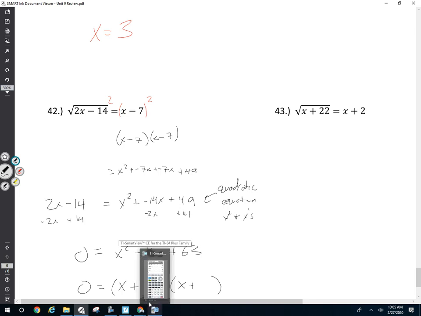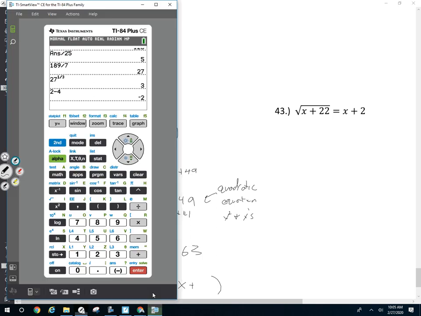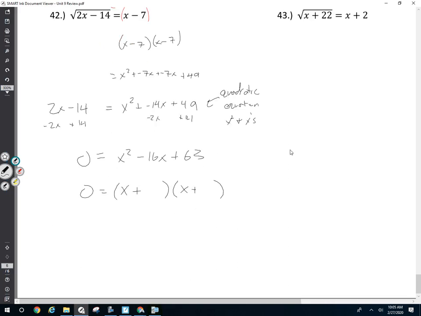I'm thinking 63 is 9 and 7. Let's see. 9 times 7, 9 plus 7. Boom! But they've got to be negative, giving me answers of 9 and 7. Great. That's what I think are the answers to both.